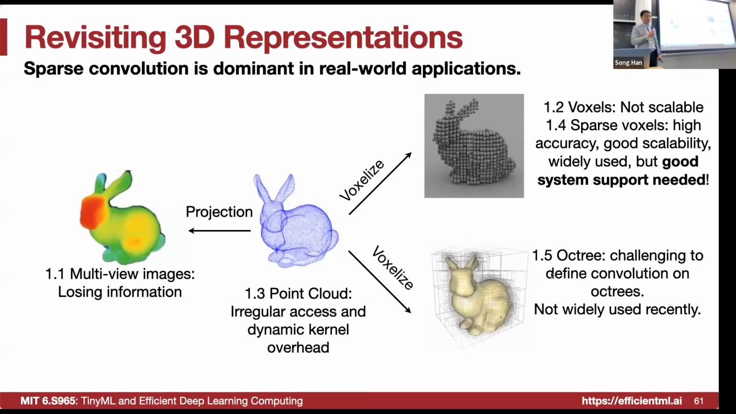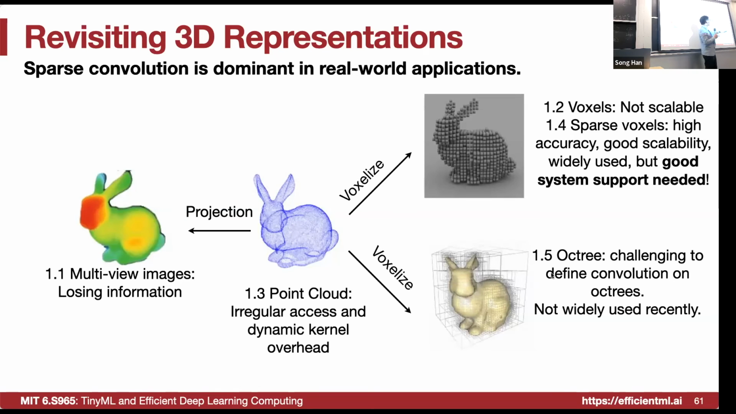Okay, so we just want to revisit different methods of 3D representations. Using multi-view images reduces information and has distortion, right? And by using voxels, the memory grows cubically with resolution and is not scalable. And then we introduced the point cloud representation, which results in irregular access and dynamic kernel overhead. When we introduced sparse voxels, it has high accuracy, good scalability, and is very widely used, but it requires efficient system support.